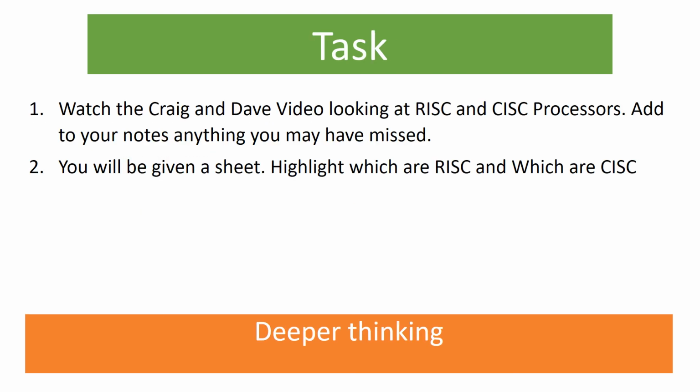I want you now to go and watch the Craig and Dave video looking at RISC and CISC processors. Whilst you're watching this, add notes to anything you might have missed. Pause the video and complete that task now. Your second task is that you have been given a sheet, and I want you to highlight on the sheet which are RISC and which are CISC. I'm going to show you the answers shortly.